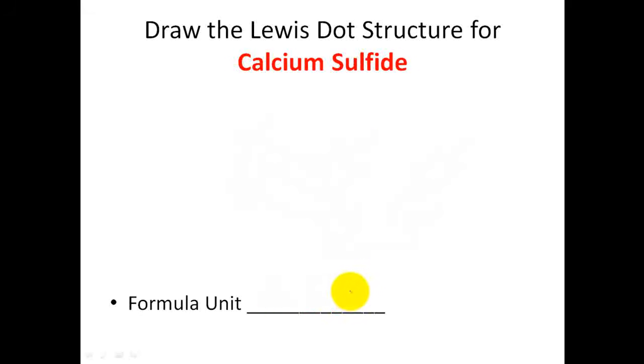The last Lewis dot structure we'll be constructing today is for calcium sulfide. You know the drill. Press pause, give it a shot. Calcium is in group 2. That means it has 2 outer shell electrons. Sulfur is in group 6.